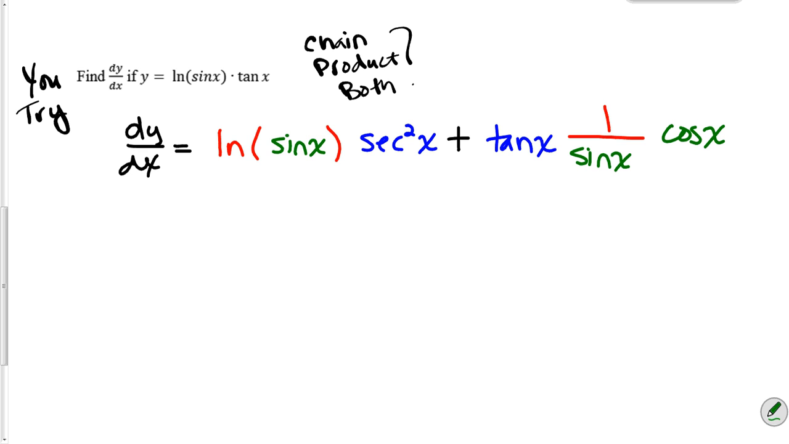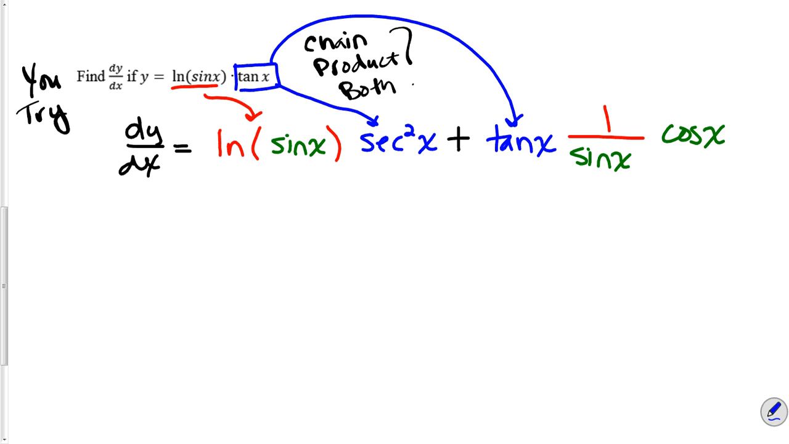Here's the solution to this one. And again, I'm just going to talk you through what we have. So I have the first, and then times the derivative of the second. I have a tangent, x is my second, so its derivative is secant squared of x. Next I have the actual second term, and then times the derivative of the first.